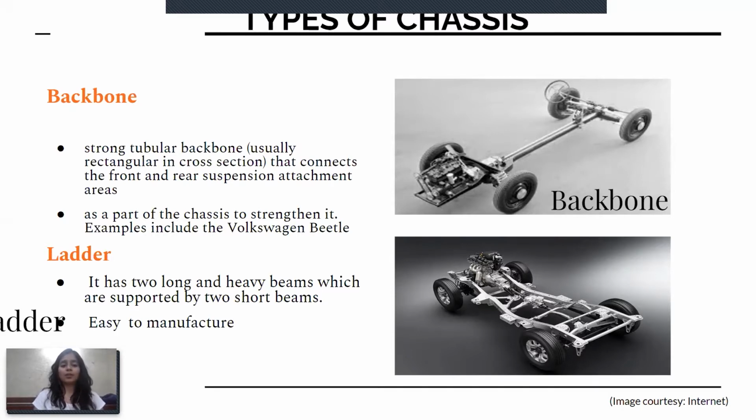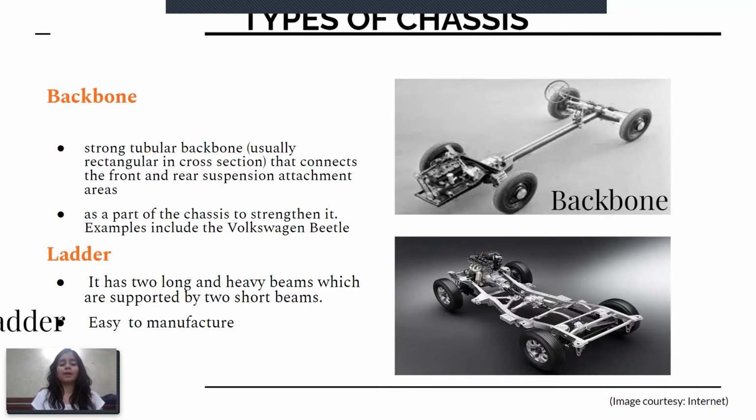Now coming to ladder. One of the oldest chassis, the ladder chassis gets its name from the very shape of a ladder. It has two long and heavy beams which are supported by two short beams. The selling point of the ladder chassis was how easy it was to manufacture. During the beginning of the era of the automobile, technology was not really advanced, and the simplicity of the ladder chassis itself made it easier to mass produce.